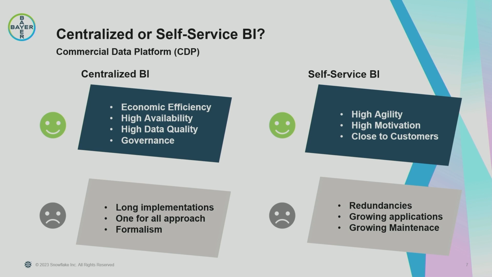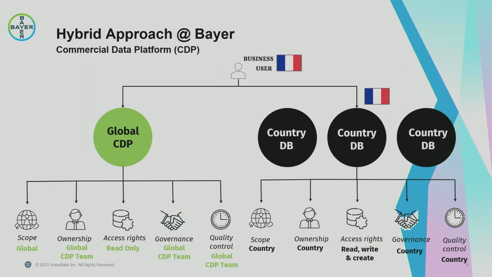And the outcome of that is the hybrid approach that we have at Bayer, where additionally to the global CDP that still exists on the left side, each business user gets access to a respective country database or autonomy zone for the market that the user operates in. Unlike in CDP, where access rights, data governance and quality control are handled by the global CDP team, these are handled by the local teams themselves in their autonomy zones, or country database, as we also call it.